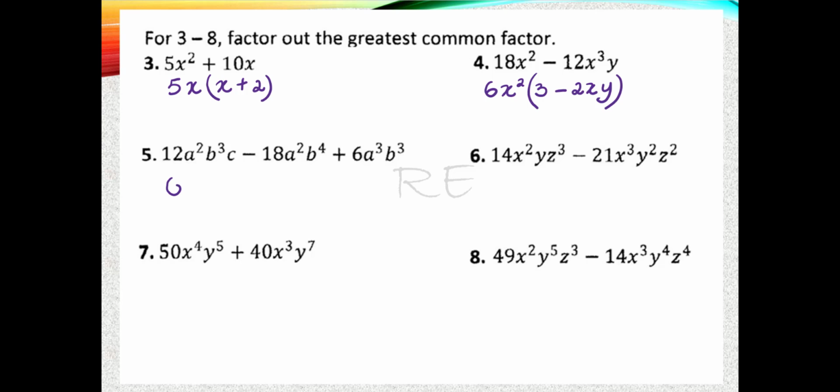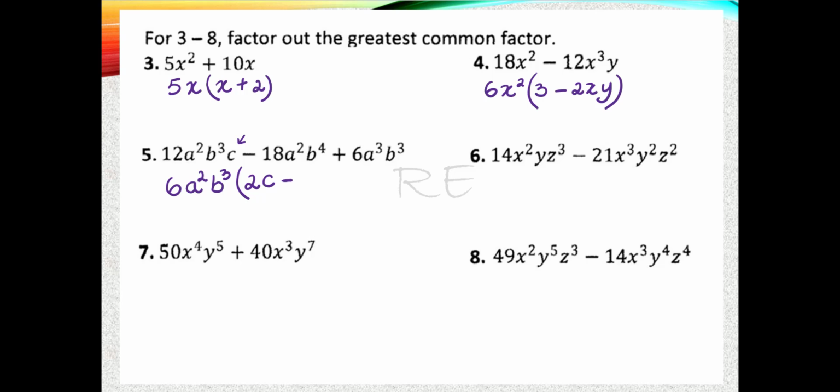Between 12, negative 18 and 6, the GCF is 6. A squared, a cubed, GCF is a squared. B cubed, b fourth, and b cubed. The GCF is b cubed. C is just by itself. 6 times 2, 12. So we're going to have 2. A squared, b cubed. So it's going to be 2c.